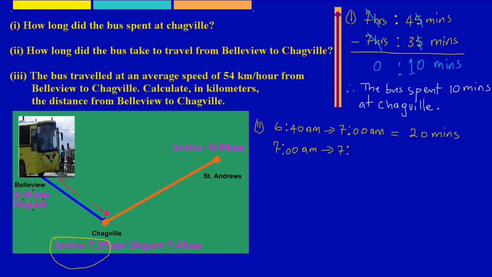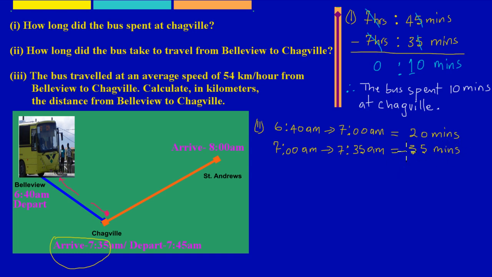Because if it left at 6:40 a.m. and it arrived in Chagville at 7:35, I'm moving from 7 to 7:35 a.m. now. And we all know that from 7 to 7:35, that would be a total of 35 minutes. My friends, a total of 35 minutes.